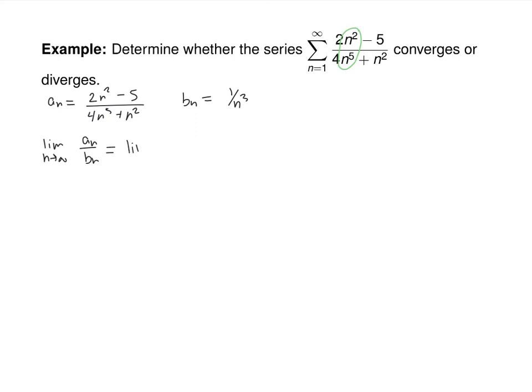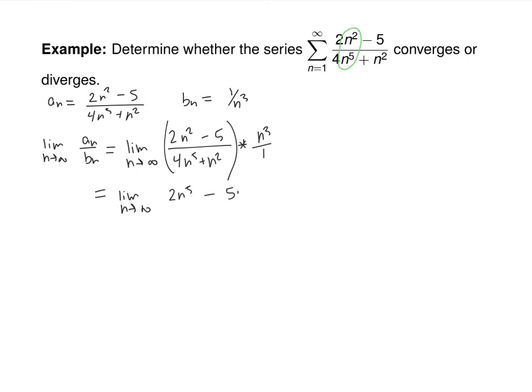This will need to be a finite number, and once we know it's a finite number, we know that the series will do the same thing. It'll be times n cubed over 1. So distributing that n cubed, we'll have 2n to the 5th minus 5n cubed over 4n to the 5th plus n squared. You've done enough of these limits to know that since the degree of the numerator and denominator are equal, this limit will be 2/4 or 1/2, and that certainly is bigger than 0.